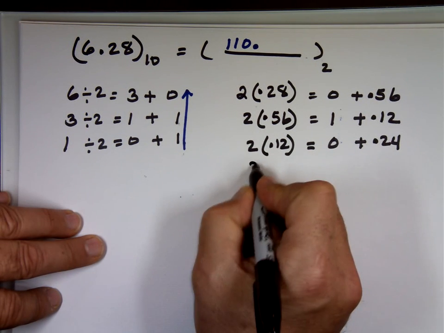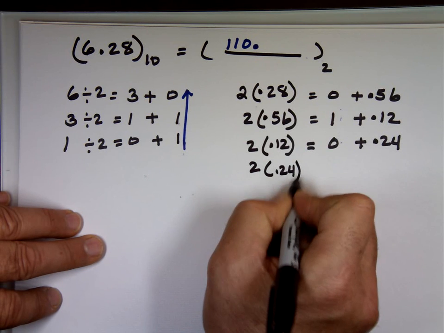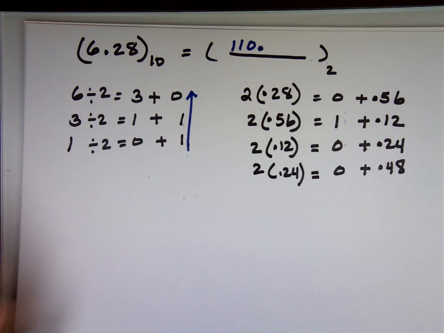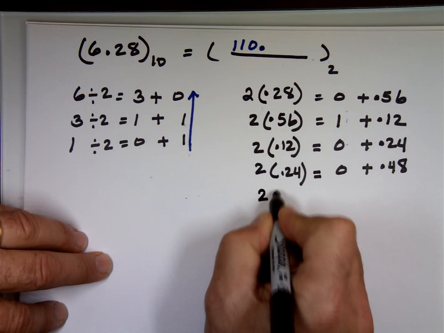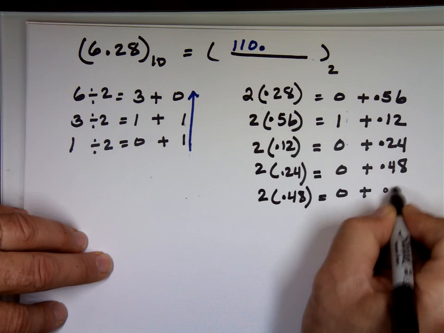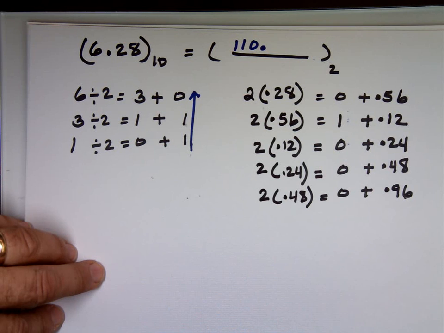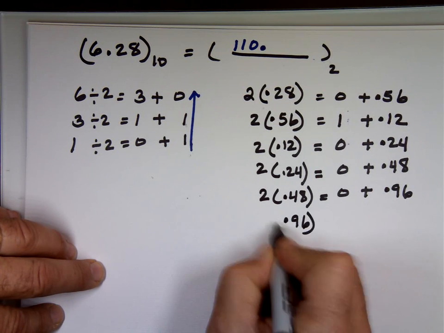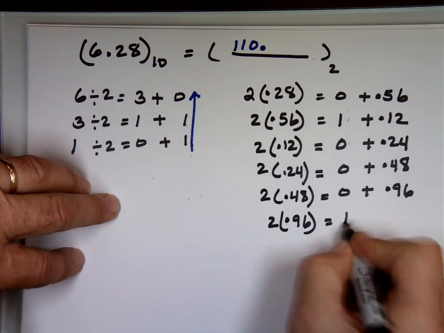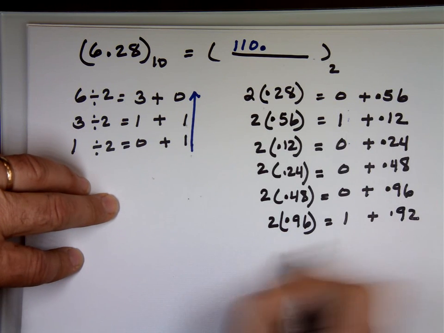2 times 0.24. 0 plus 0.48. 2 times 0.48. 0 plus 0.96, right? 0.96 times 2. Hey, fall asleep on me here. 0.96 times 2. What'd you get there? 1.92. 1 plus 0.92. 0.92 times 2.